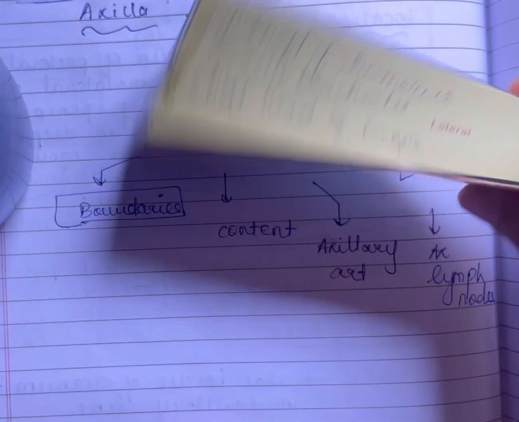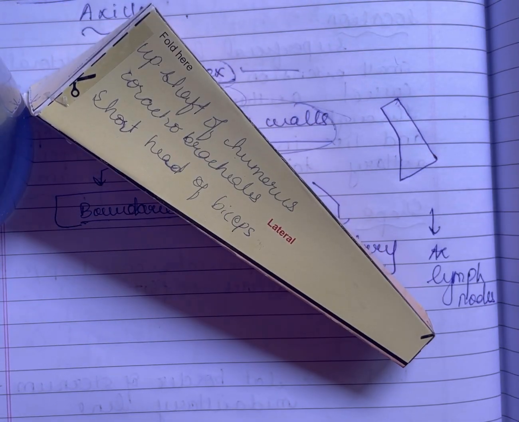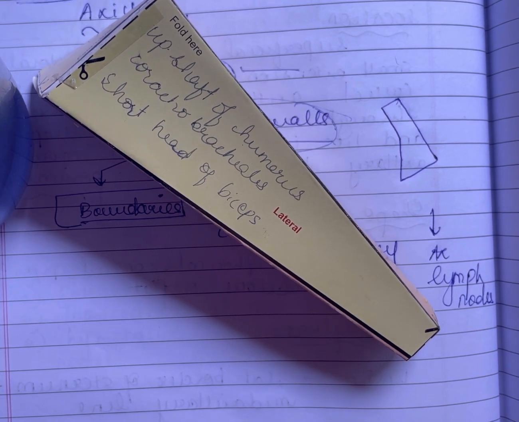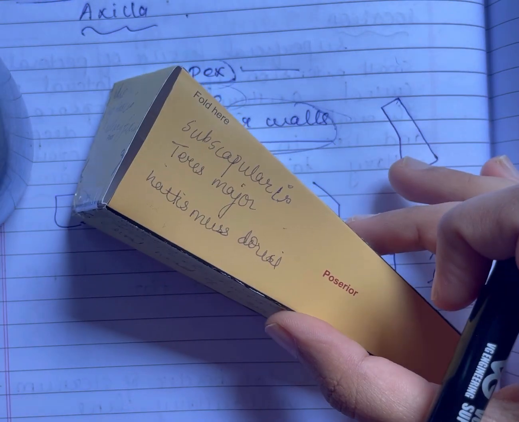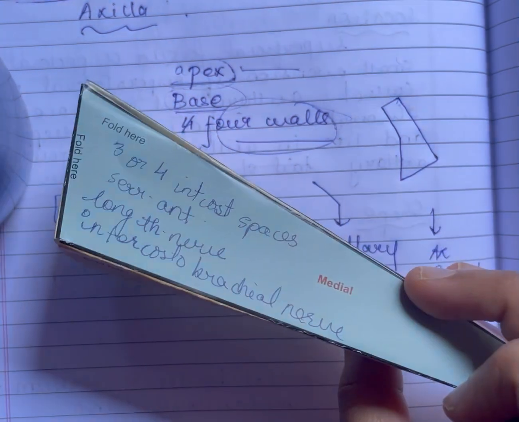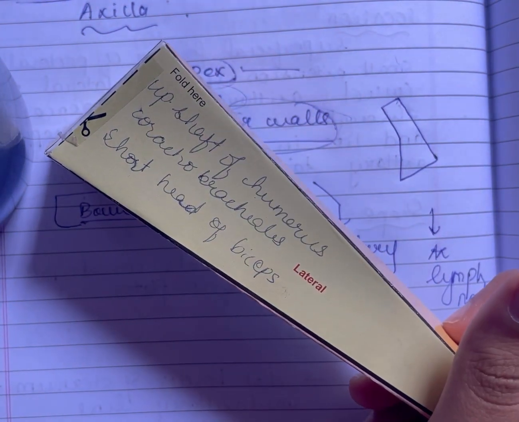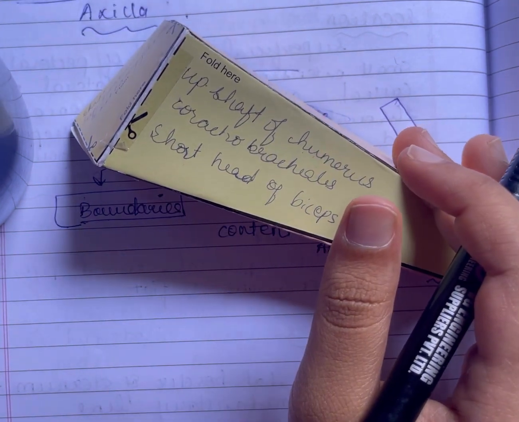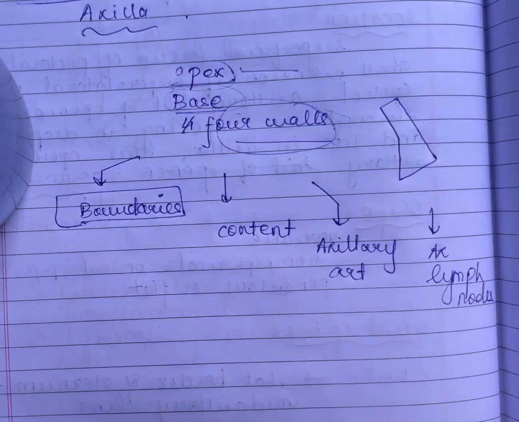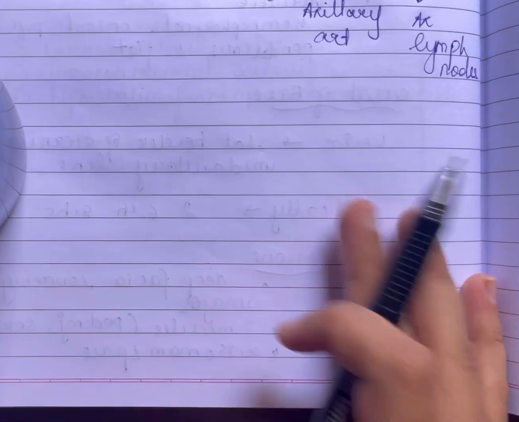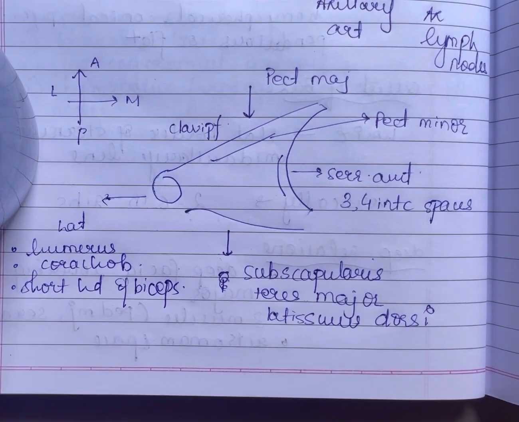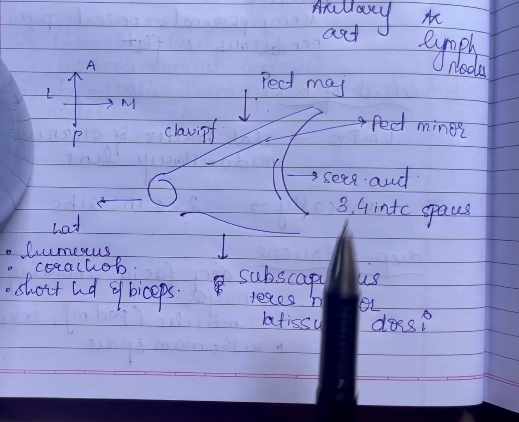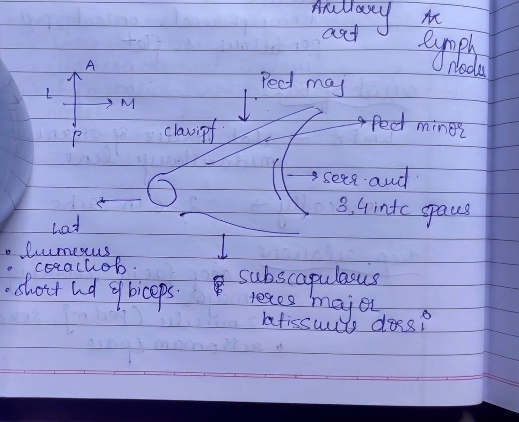Now the lateral wall. The lateral wall is formed by the upper shaft of humerus, coracobrachialis and short head of biceps. So the muscles related with the humerus: coracobrachialis and short head of biceps. So the diagram for axilla will be this rough diagram which we have to draw for the boundaries of axilla: anterior, posterior, lateral and medial.